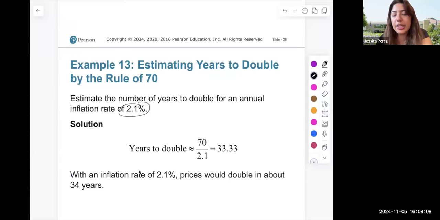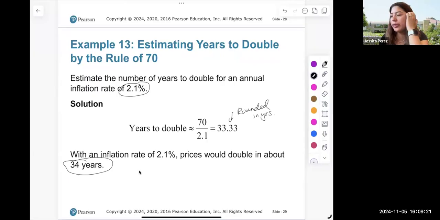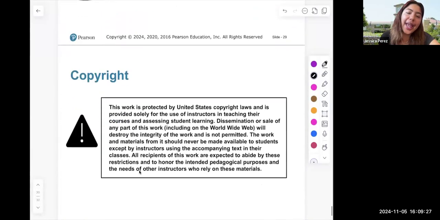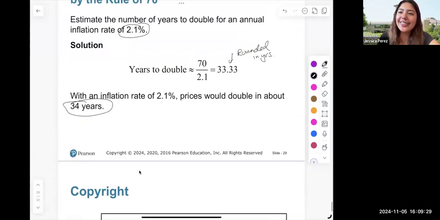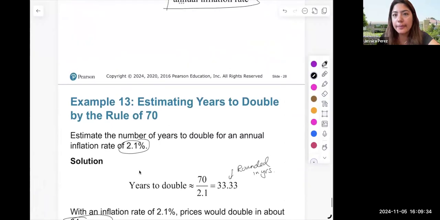So we will have 70 over 2.1, which would be roughly 33.33. This should be rounded up in years, which is going to be 34 years. So with an inflation rate of 2.1%, prices would double in about 34 years. And that finalizes our lecture notes for section 13.1.